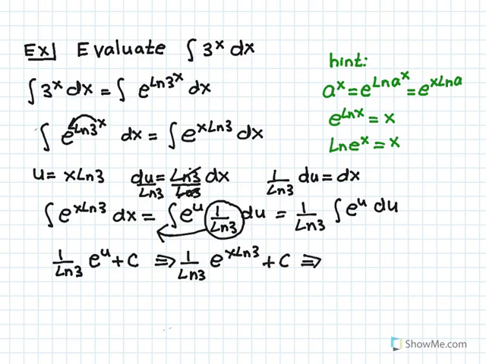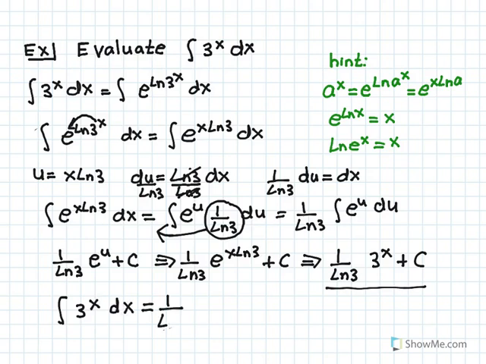Let's rewrite it in the original form of the question. We get 1 over log 3 times 3 to the x plus c. So we apply some exponential laws, exponential rules to help us with the algebra here. So what we have shown is the integral of 3 to the x dx is equal to 1 over log 3 times 3 to the x plus c.